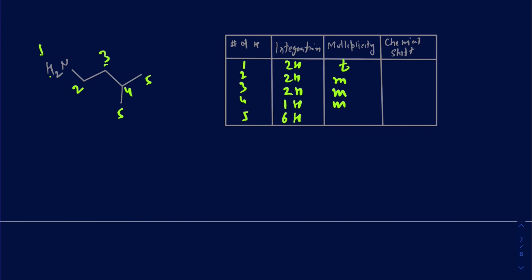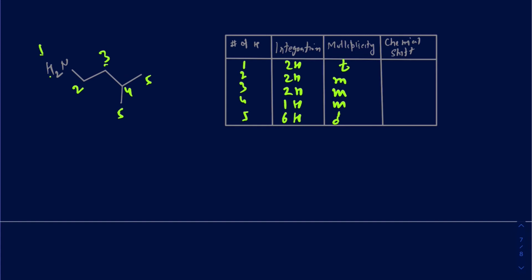Sometimes they may give you a very clean signal that looks like a doublet or triplet or something like that, but typically they're not really that clean unless they tell you otherwise. So signal 5 is going to be 6 protons, but the only adjacent proton it has is signal 4, and that's going to give you a doublet in that case.